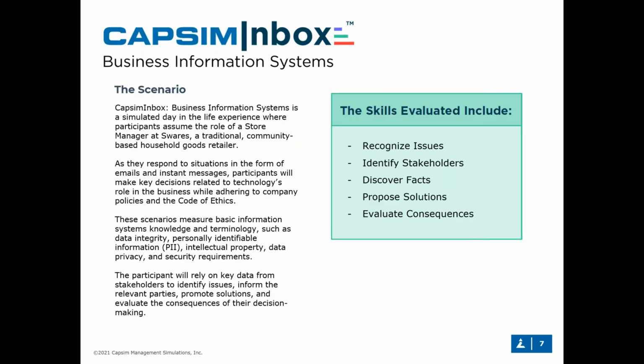As far as a quick synopsis of business information systems, again, we're looking at the student taking the role of a store manager at Squares, that Target-esque equivalent big box retailer. They're going to be responding to all different sorts of decisions related to technology's role in Square's business. And the student is going to be challenged to really adhere to the company's policies and their code of ethics. In a quick overview of the topics, we covered data integrity, PII, intellectual property, data privacy, and security requirements. And the skills we're evaluating will be recognizing issues, identifying stakeholders, discovering facts, proposing solutions, and evaluating consequences.